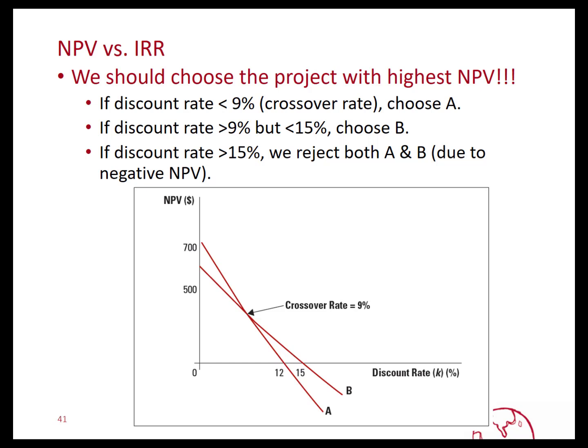Okay, so in summary, you would choose project A if the discount rate is below 9%. You would choose project B if the discount rate is between 9 and 15%. And you would not choose either project if the discount rate was higher than 15%.